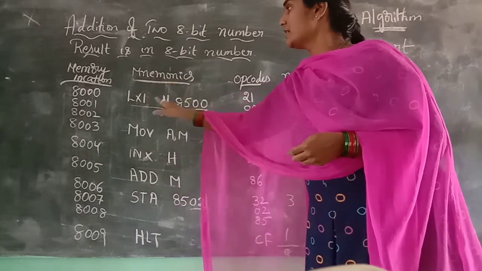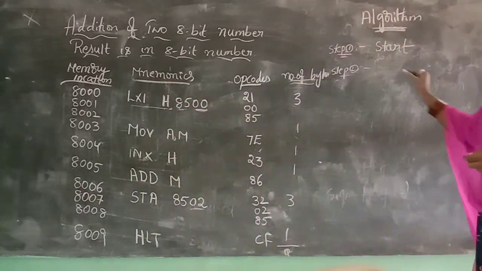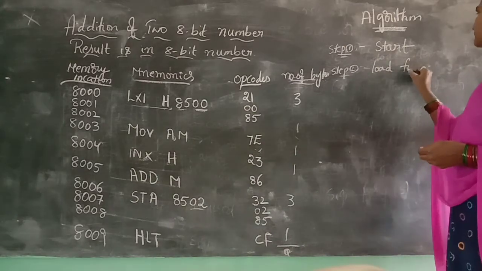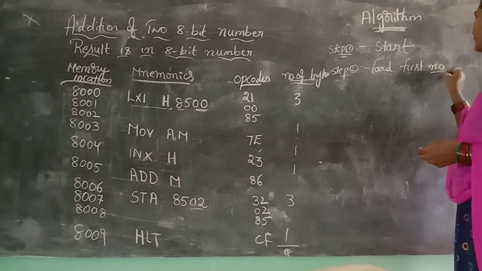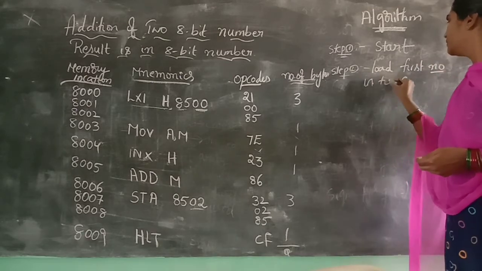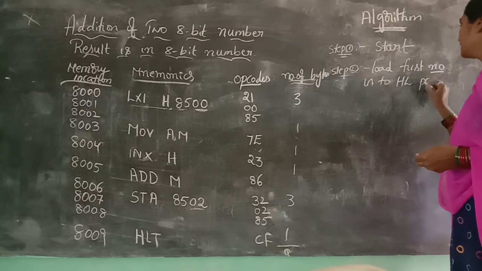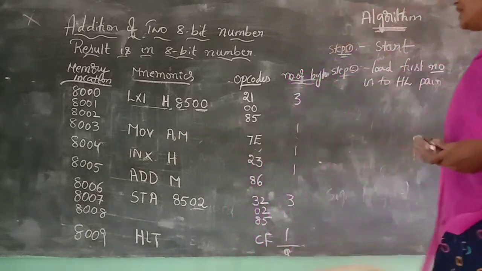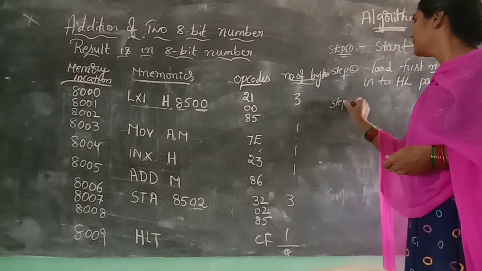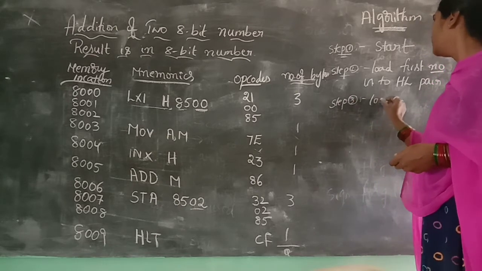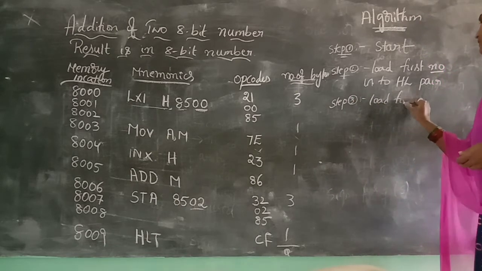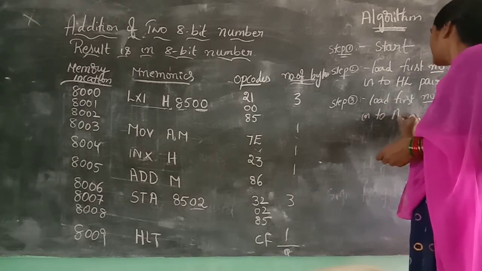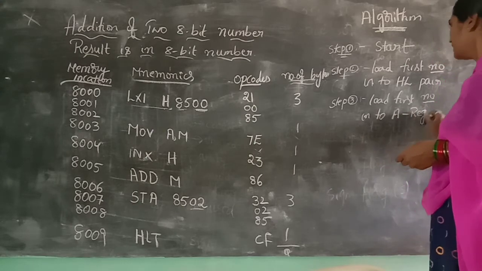Load the first number into HL pair. After that, the first number is loaded into the accumulator. Step 3, load the first number into accumulator or A register, both are same.